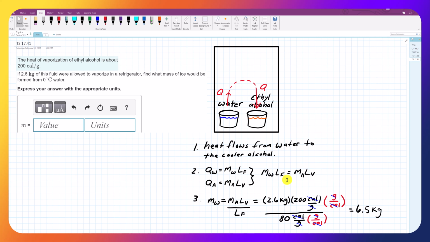So this heat right here that's leaving the water is the same as this heat here that's entering the ethyl alcohol. I set them equal to each other. I isolate the mass of the water just by dividing through by L subscript F. I plug in my numbers. I do the dimensional analysis, cancel out terms. Here I'm multiplying by the number 1, grams per calorie in the numerator over grams per calorie in the denominator is just my way of writing the number 1, and I end up with 6.5 kilograms of water freezes because it's losing heat to the cooler ethyl alcohol.